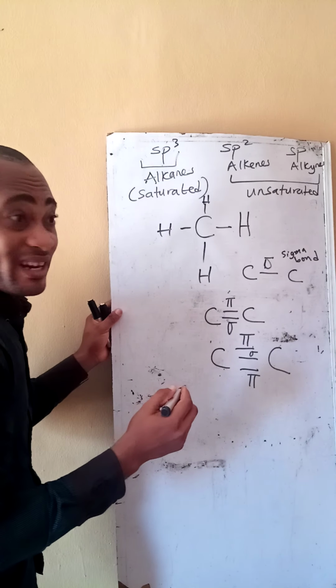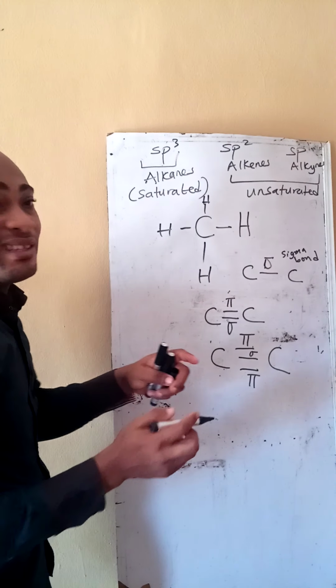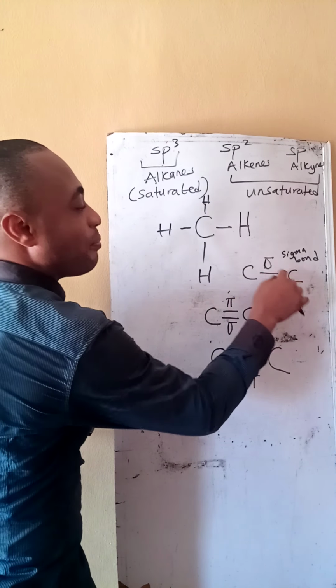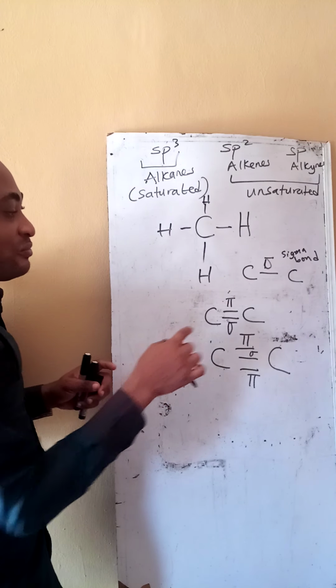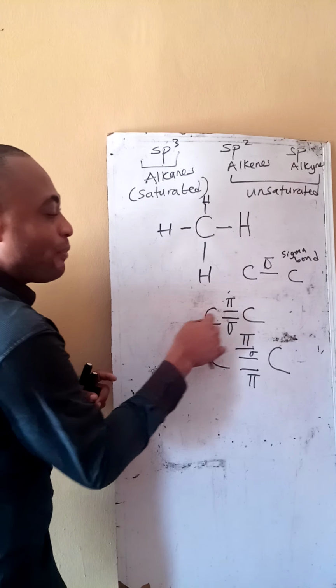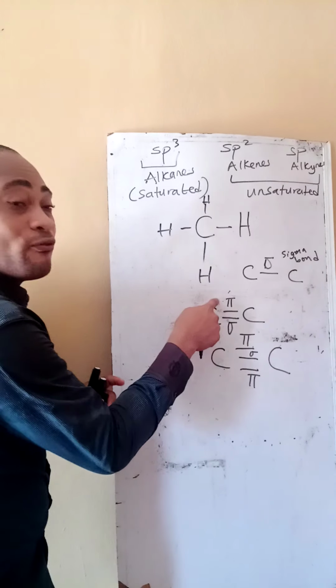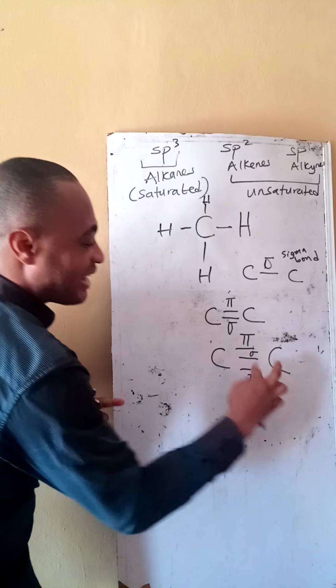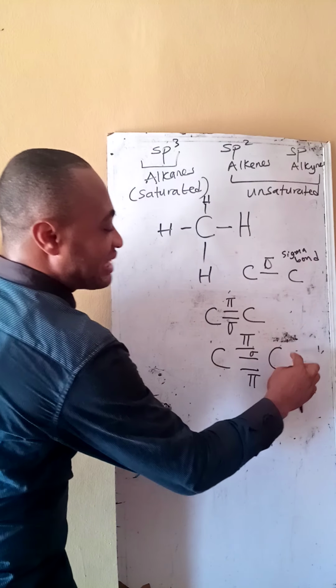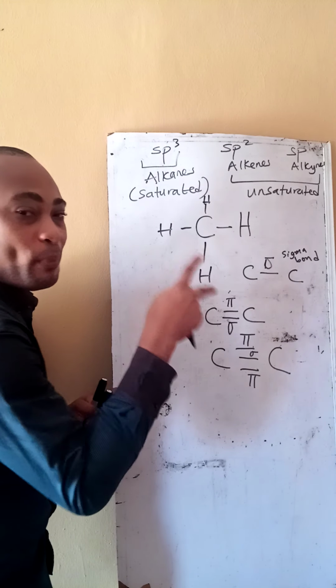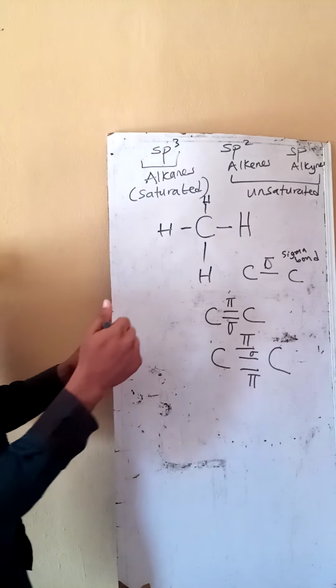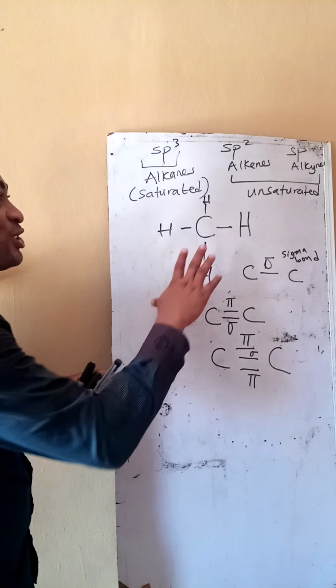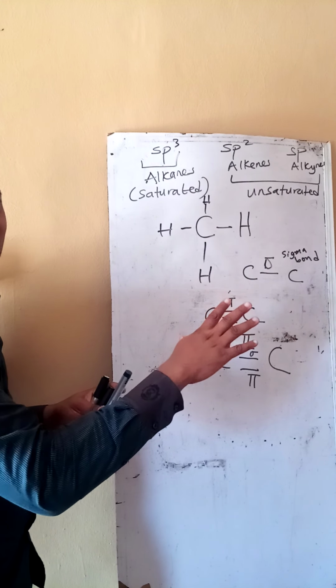I trust you understand. So for alkanes, for saturated compounds, between the carbon-carbon bond, I have a sigma bond. For the alkene, between a carbon double bond carbon, I have 1 pi bond and 1 sigma bond. For the alkynes, between the carbon triple bond carbon, I have 2 pi bonds and 1 sigma bond. I trust you understand the hybridization pattern in carbon.